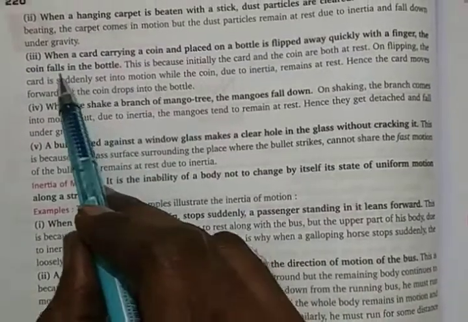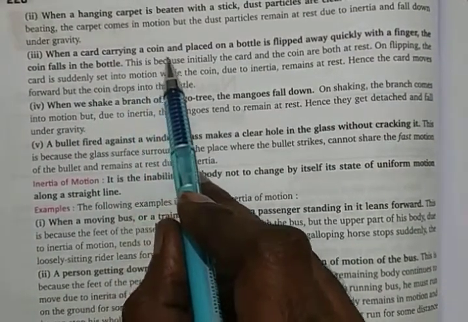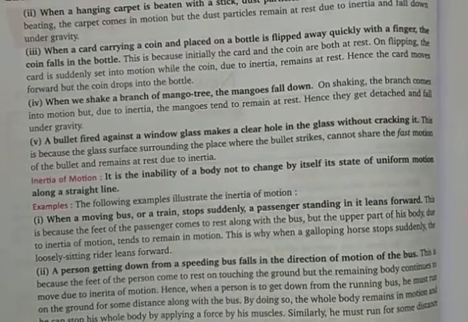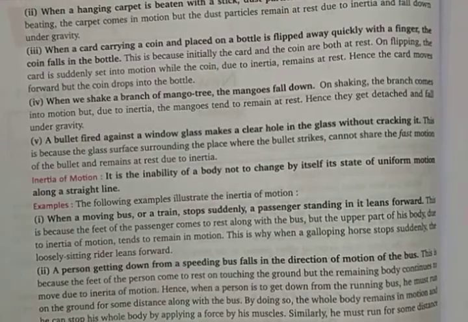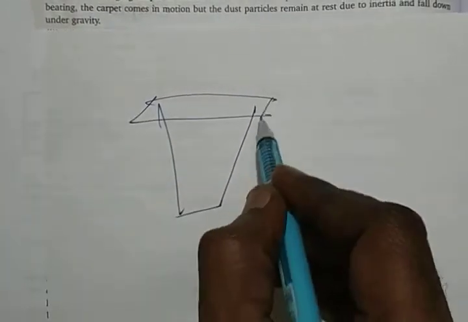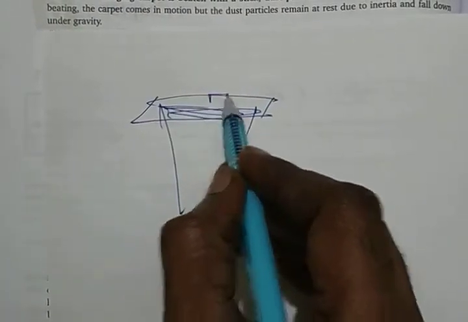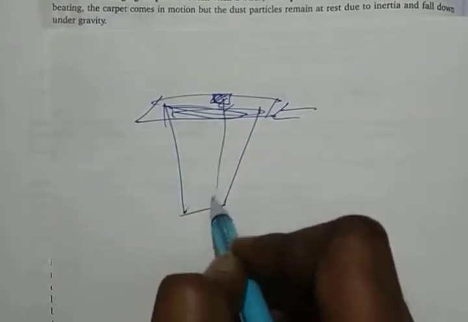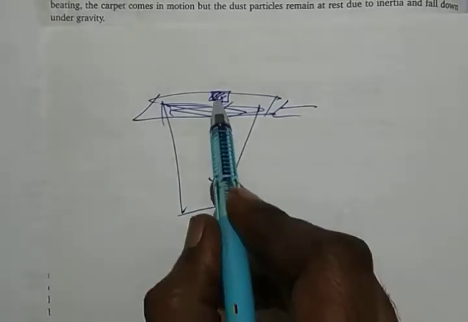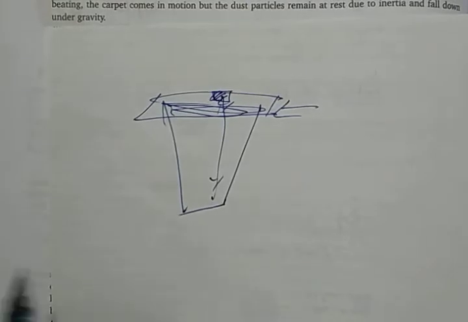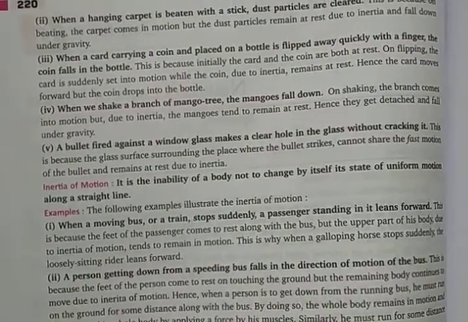When a card carrying a coin is placed on the bottle, it is flipped away quickly with a finger. The coin falls into the bottle. This is one example you would have already heard. When a card is kept here, and a coin is kept on it, push the card quite quickly, and immediately the coin will fall down. Because it is at rest, it will continue to be at rest. You need to do it very, very quickly. You just pull it so fast, it will just drop inside. So that's what it is.